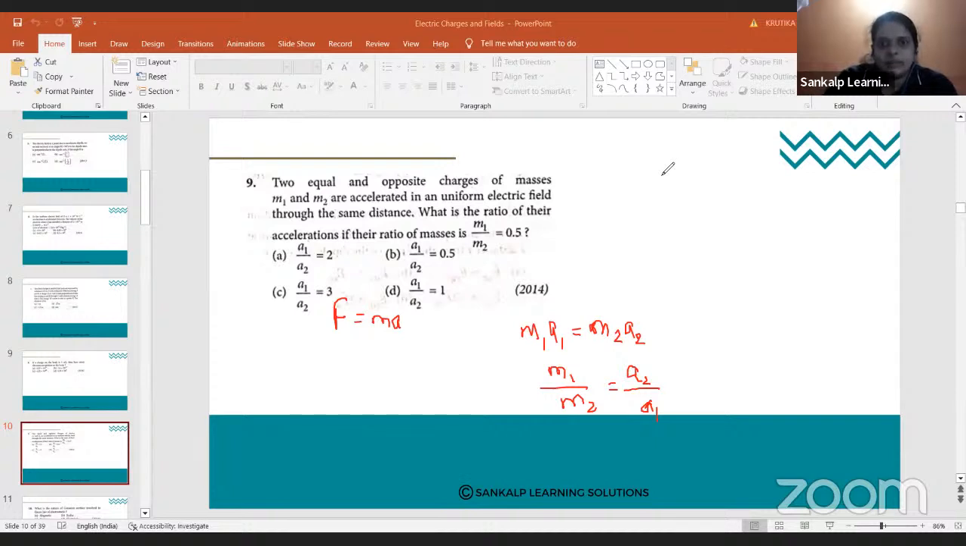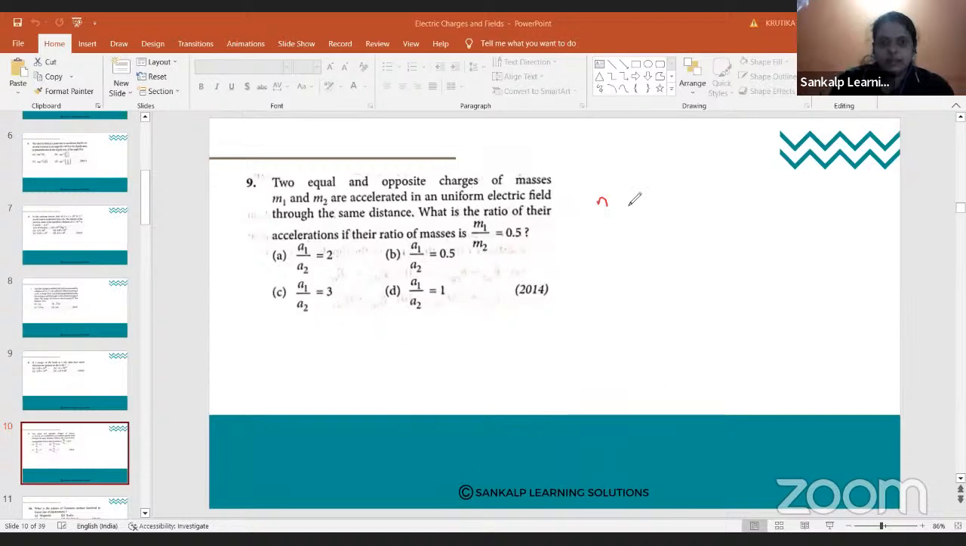That is what I told you: if you make a little mistake, the answer changes. Look at the options: it is a1 by a2, not a2 by a1. So instead of taking a2 by a1, which may confuse some people, I will just change it a little.